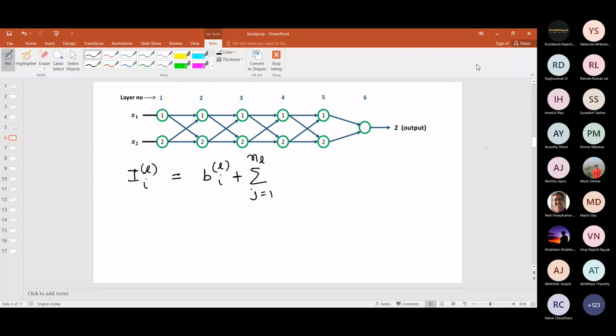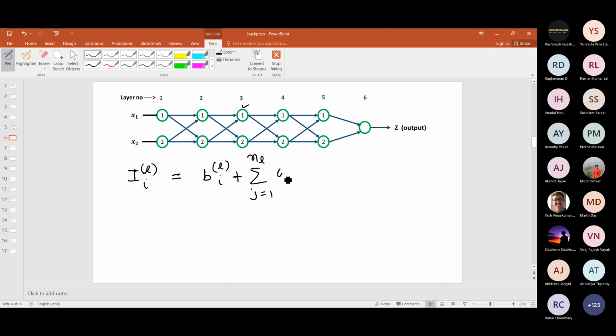All right, so how can I write this down? Remember, for example, I want to compute the input to this particular node, and I'm going to generalize the whole thing. I have to multiply the output from this node by this weight, then the output from this node by this particular weight, plus the bias. So the input I can write down in this form.